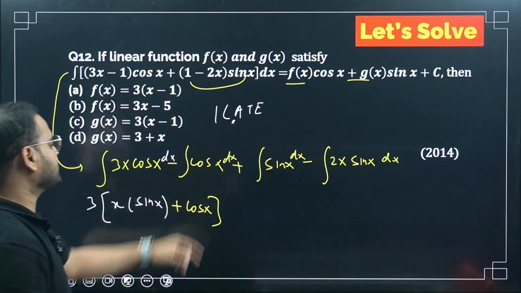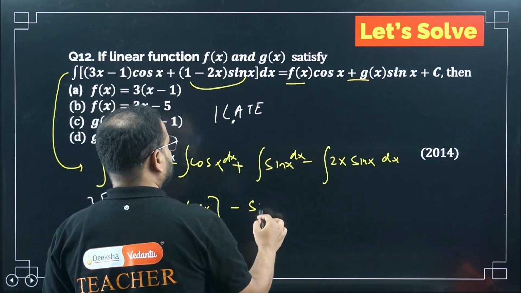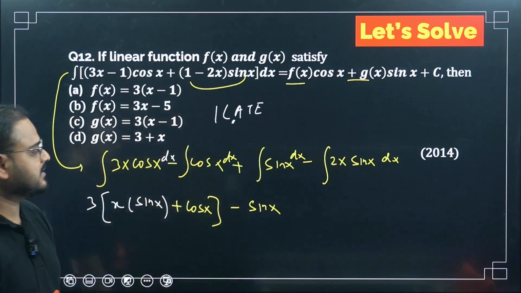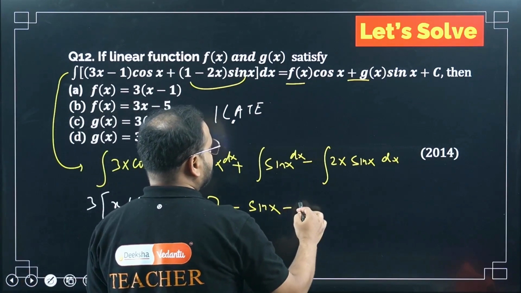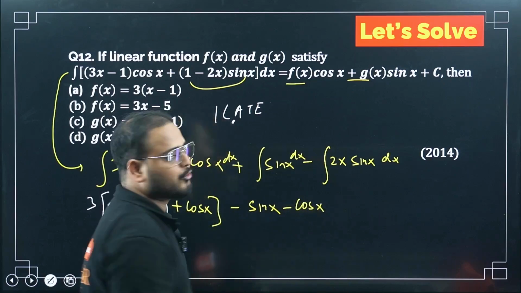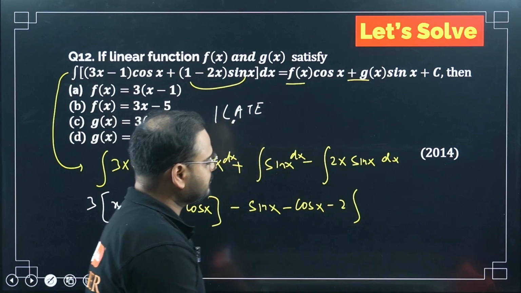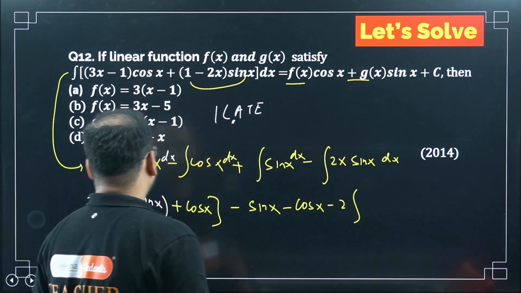What about this? Minus cos x integration is what? Simply minus sin x. Cos x integration is sin x, so minus sin x will be as it is. Over here, minus sin x integration is what? Simply minus cos x. Again, I have to use by parts over here. Constant is what? Minus 2. Keep it outside. Okay, I'll put a bracket over here.